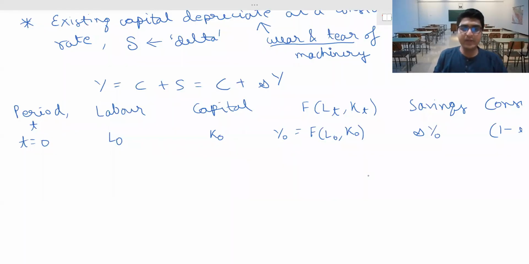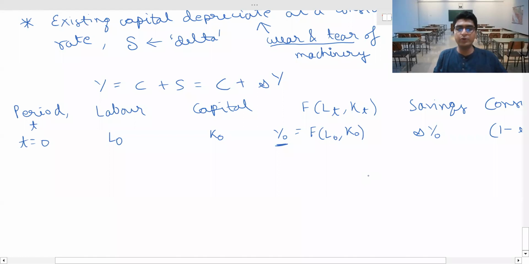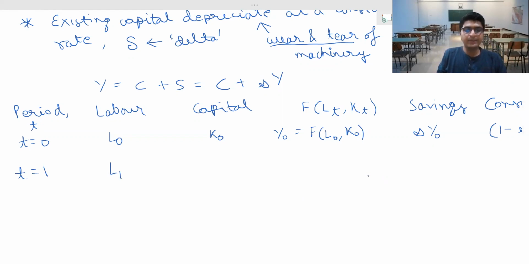So Y is the symbol we are using for output. So Y0 is the amount of output produced at time period 0 using labor and capital at that time period. Okay. And then there comes time period 1. So at time period 1, the labor is L1, capital is K1, and output will be Y1, and it depends upon labor at time period 1 and capital at time period 1. Now understand this.